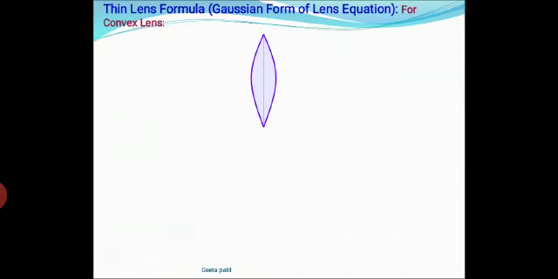Now we'll derive the thin lens formula or Gaussian form of lens equation for convex lens. We consider one convex lens where C is the center of this lens. The line which is passing through this point is known as principal axis. Let F1, F2 be the first and second principal focal points. Now we'll keep an object AB in between F1 and 2F1. That is, the distance of the object lies between F1 and 2F1.